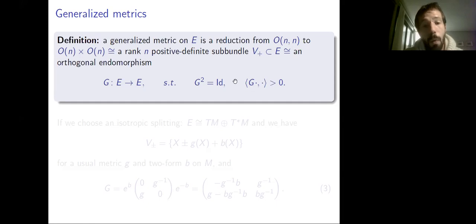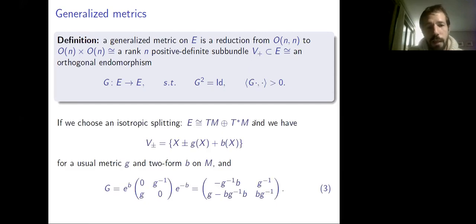So this G in relation to the B plus is acting as one on B plus, on this subbundle, and acting as -1 on the orthogonal complement with respect to the neutral pairing. So let me show you this more explicitly. If we choose an isotropic splitting of E, then we can identify, as before, E with tangent plus cotangent. And then a generalized metric can be written in this form.